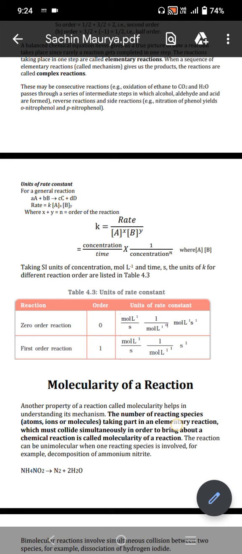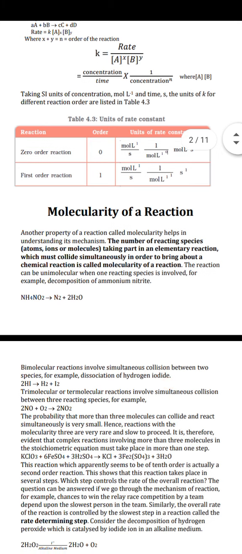Molecularity of a reaction. Another property of a reaction called molecularity helps in understanding its mechanism. The number of reacting species, atoms, ions, and molecules taking part in an elementary reaction, which must collide simultaneously in order to bring about a chemical reaction, is called molecularity of a reaction.